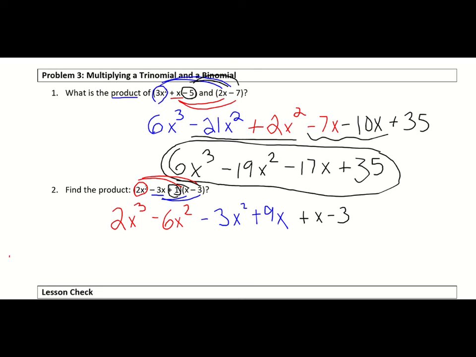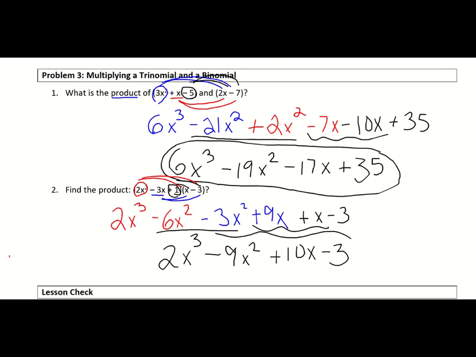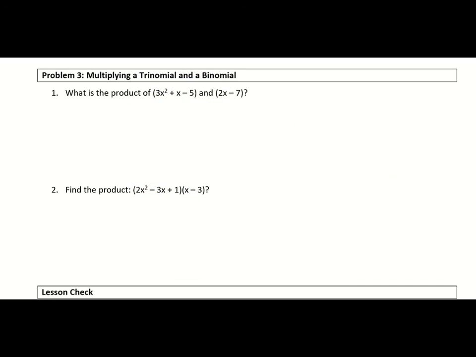Once you've distributed everything, combine your like terms. In this case, we'd have 2x cubed. The x squared would become minus 9x squared. The x's would become plus 10x. And the minus 3 would drop down. So when you multiply, you're just distributing as many terms as you have.